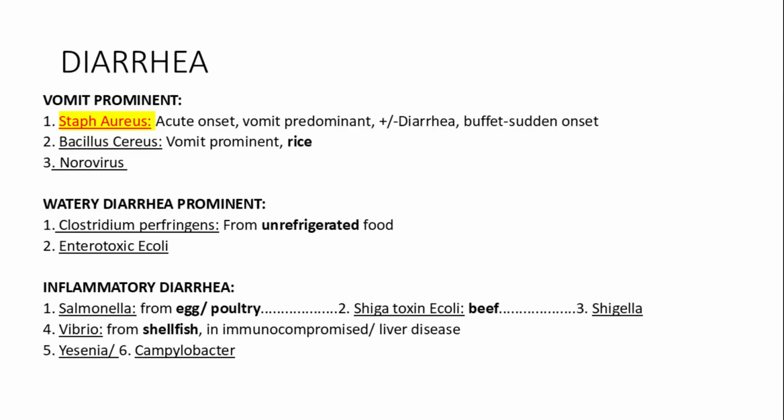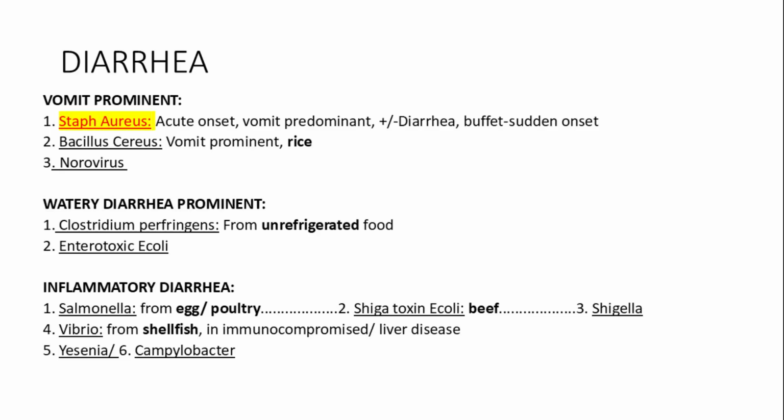Vomit-predominant diarrhea is present in Staph aureus, Bacillus cereus, and norovirus. Staphylococcus aureus presents with acute vomiting, minimal diarrhea, and is classically linked to buffet food left out for long periods. Bacillus cereus is also vomit-predominant, especially when associated with reheated rice. Norovirus, a highly contagious virus, is common in outbreak settings like cruise ships, with sudden onset vomiting and diarrhea.